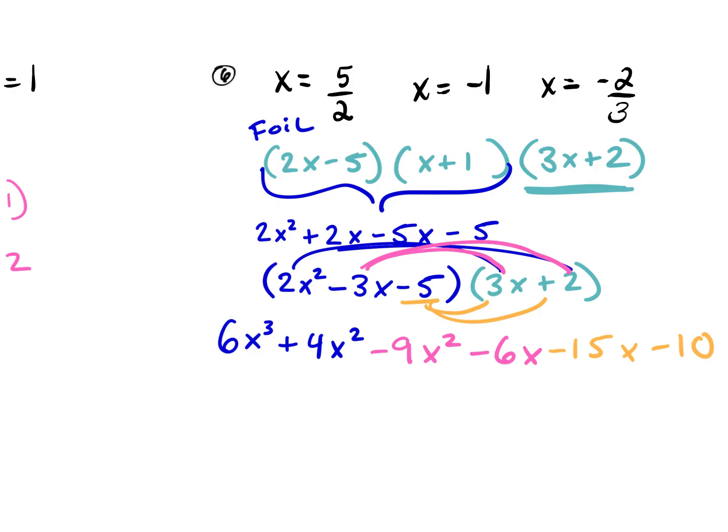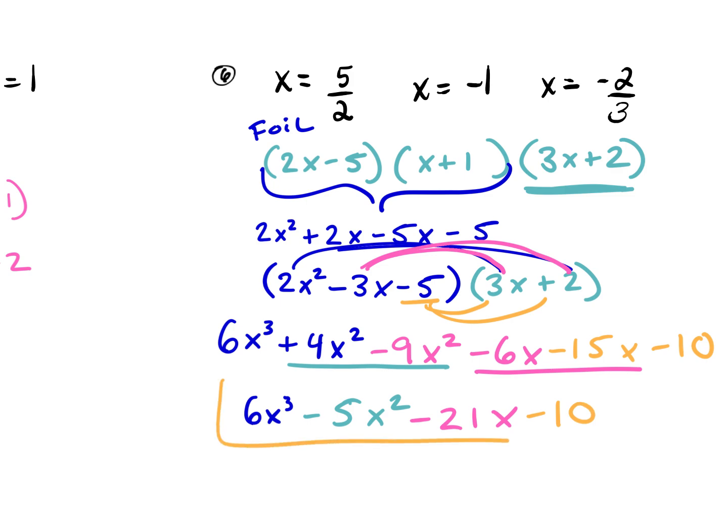Last thing we want to do, let's combine our like terms. So starting with 6x cubed. Minus 5x squared. When we combine the x squared, that would be minus 5x squared. Negative 21x. Negative 21x minus 10. Awesome. So this is our answer.